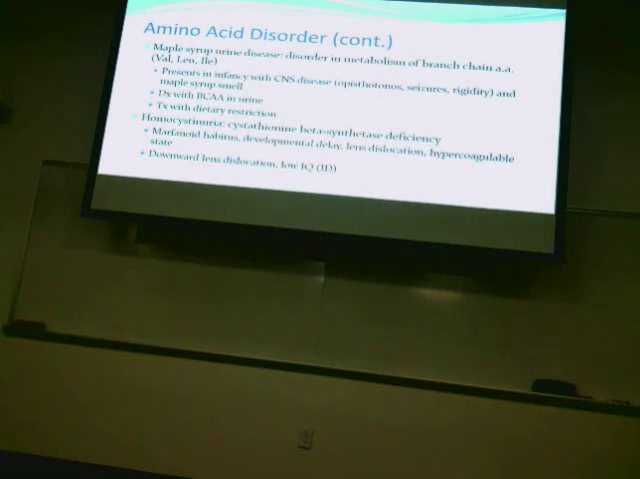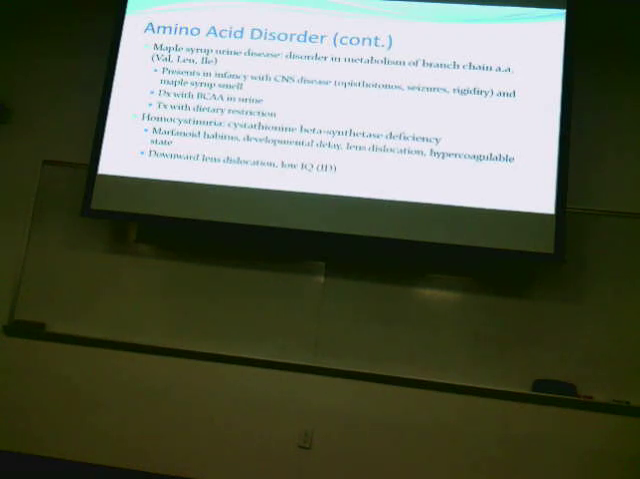All right, the next amino acid disorder is maple syrup urine disease, and this one is a defect in metabolizing the branched chain amino acids, which are valine, leucine, and isoleucine. So in infancy, they have CNS disease, opisthotonos, seizures, and rigidity, and of course there's a maple syrup smell to their urine, as the name suggests. You diagnose this with a urine test to look for those branched chain amino acids, and again you treat with dietary restrictions. They can't have those amino acids.